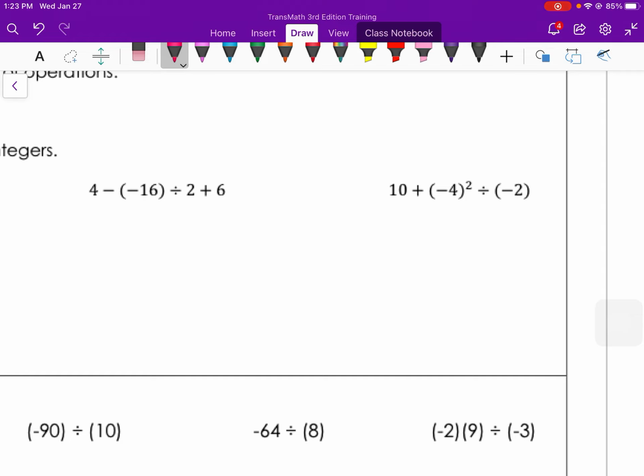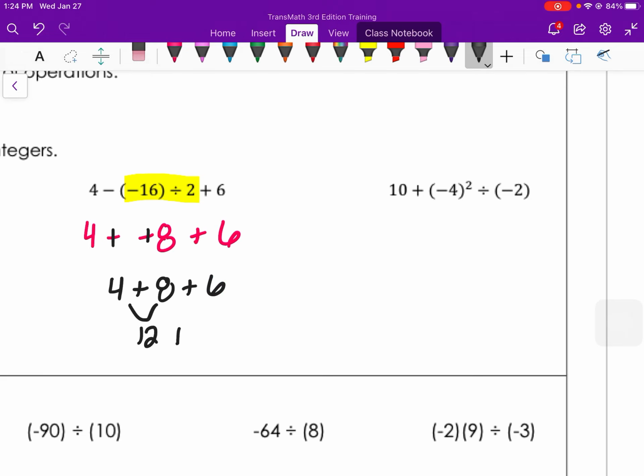Next, 4 minus -16 divided by 2 plus 6. We're going to divide first here. -16 divided by 2: negative divided by a positive is a negative. 16 divided by 2 is 8, so -8. Then I had 4 minus the -8 plus 6. When you subtract, change it to add the opposite. So instead of minus -8, plus +8. Then from left to right, 4 plus 8 is 12. 12 plus 6 is 18.